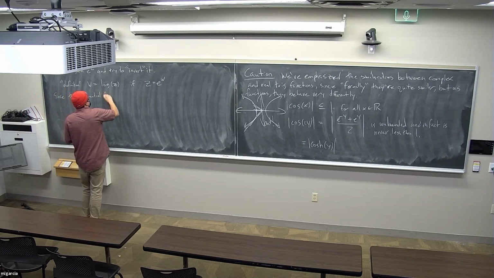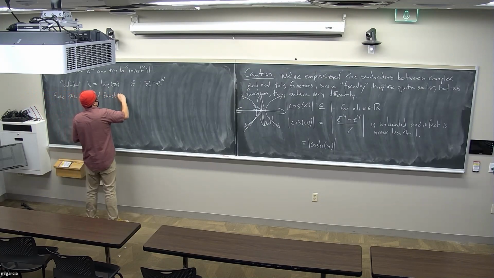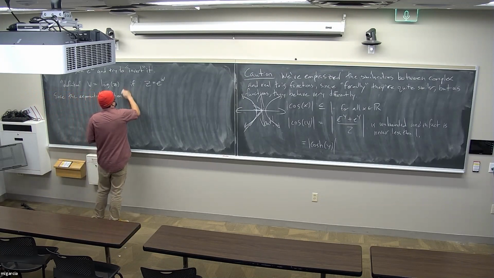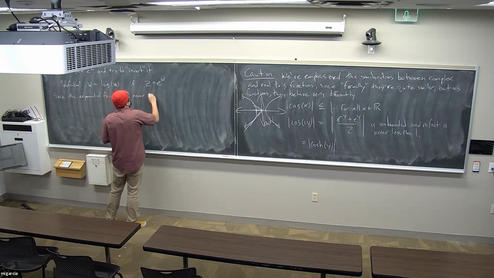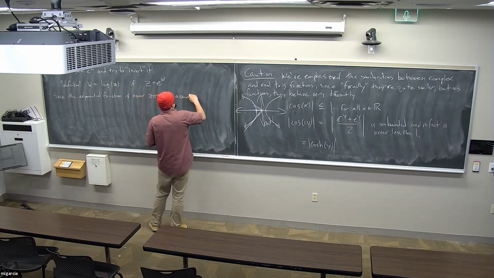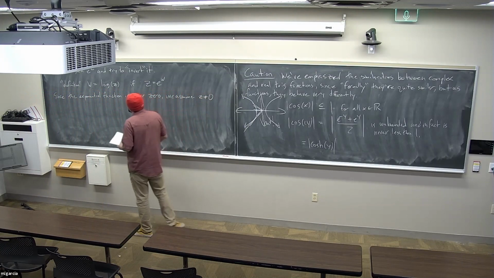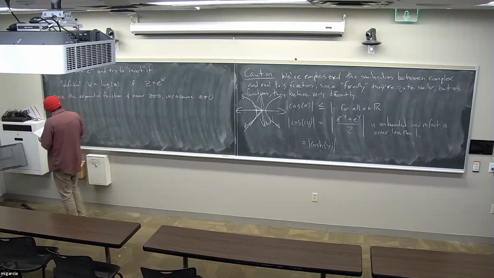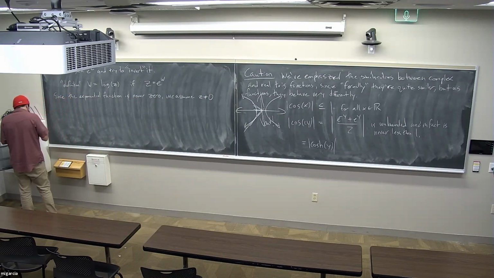Since the exponential function is never zero, we assume z is not equal to 0 in this definition.